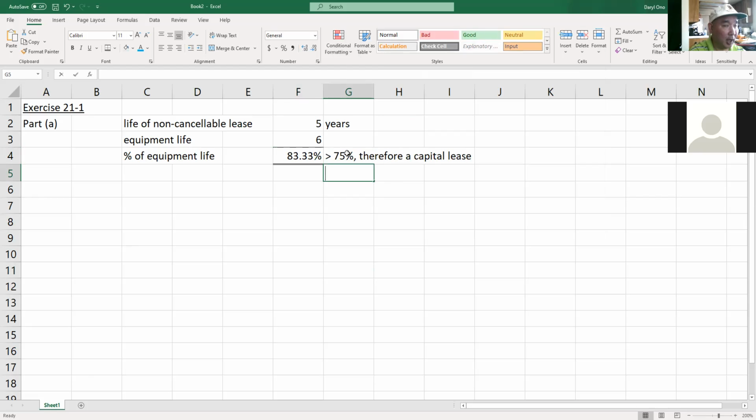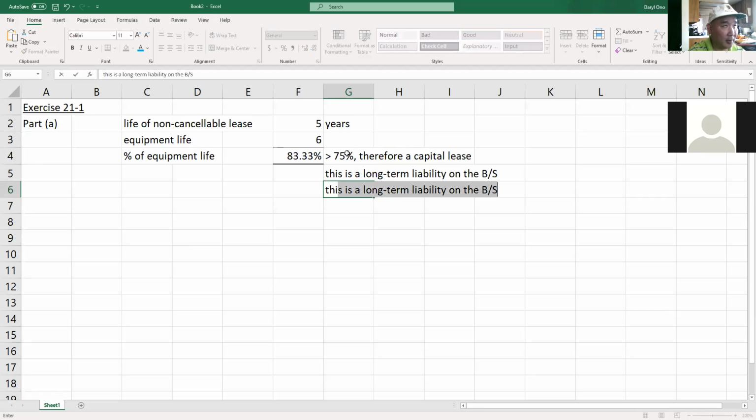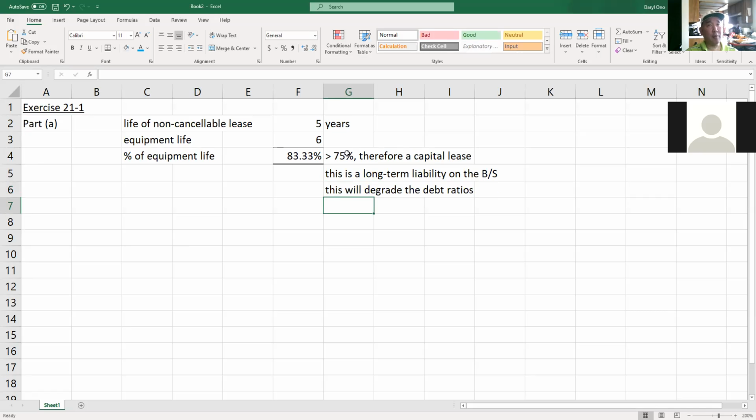This is a long-term liability on the balance sheet. Okay, this will degrade the debt ratios. Your debt ratios are going to become worse because of this.